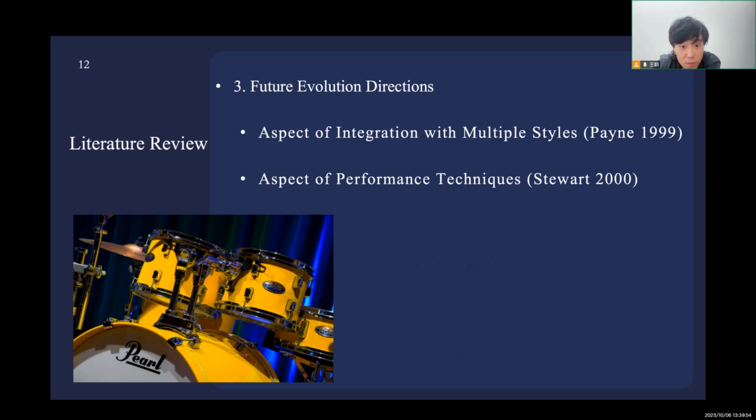Another aspect is performance techniques. Drummers may start using more electronic tools like trigger pads or loop pedals alongside traditional kits to expand their sound, while still honing classic skills like maintaining a tight pocket. This blend of old and new will let them create more dynamic, complex improvisation.